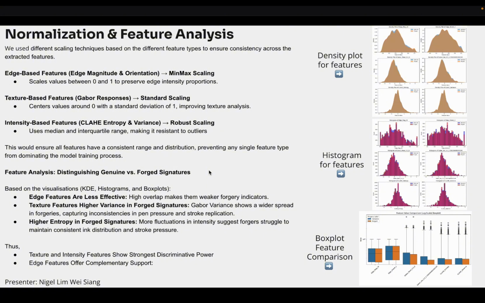From our analysis, it shows that edge-based features provide basic insights, but are limited due to overlap. Meanwhile, texture and intensity features show significant variances and are more effective at distinguishing forgeries. Our visualizations then confirm this finding, showing that texture and intensity features are vital for detecting forged signatures. That is all for my segment.